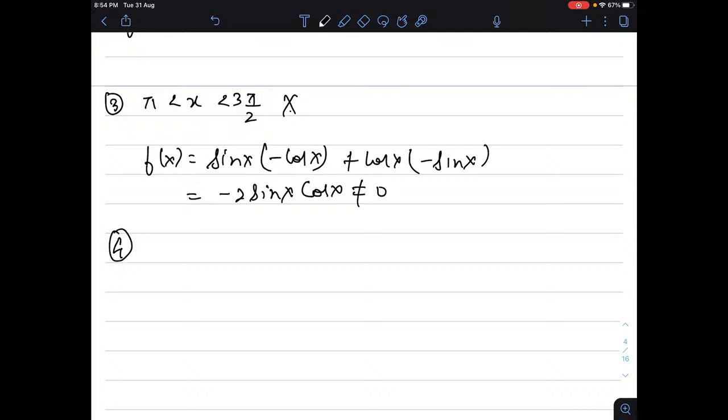So let's talk about the fourth quadrant. 3 pi by 2 is less than x less than 2 pi, we know. So in the fourth quadrant, guys, you might be remembering cos will be positive, sec will be positive, everything else will be negative.